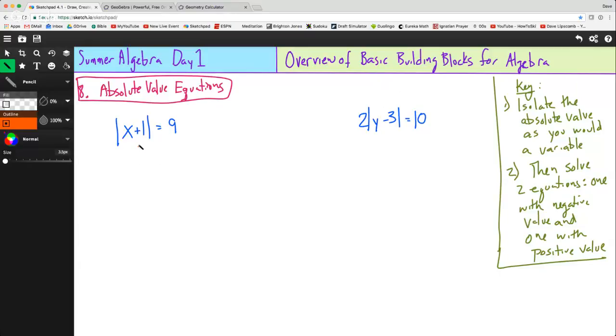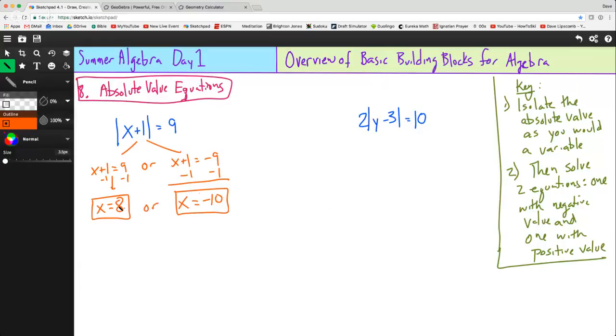So how do I solve from here? I write my two equations. I say, well, x plus 1 equals 9, or x plus 1 equals -9. And then I solve both. Well, this one solves, if we subtract 1 from both sides, I get x equals 8. And for the other, we have to subtract 1 from both sides too, and you get x equals -10. So the answer is x is 8 or -10.